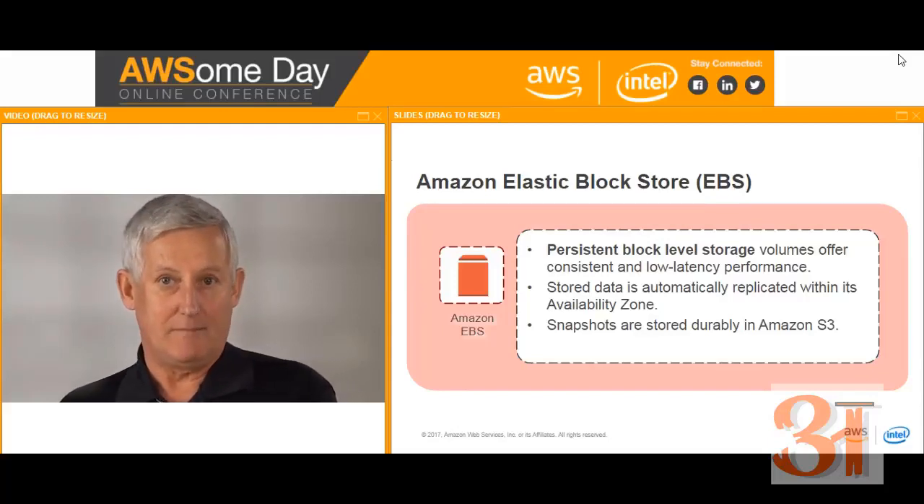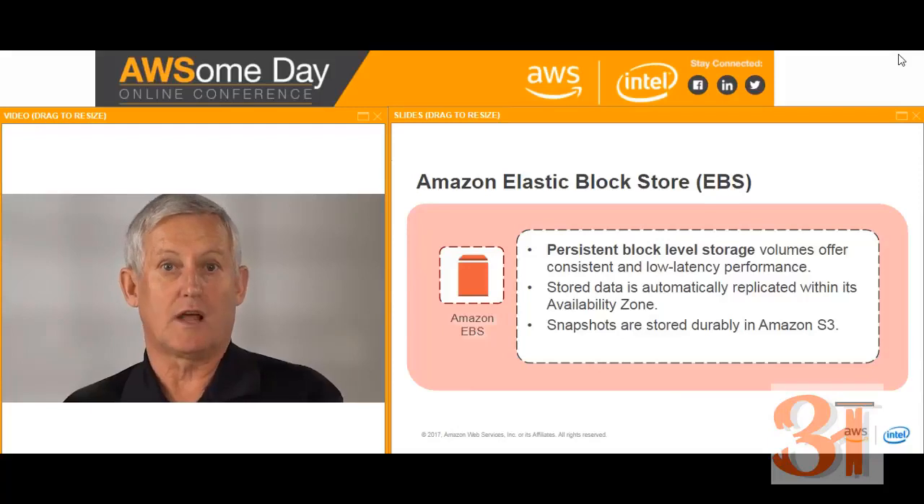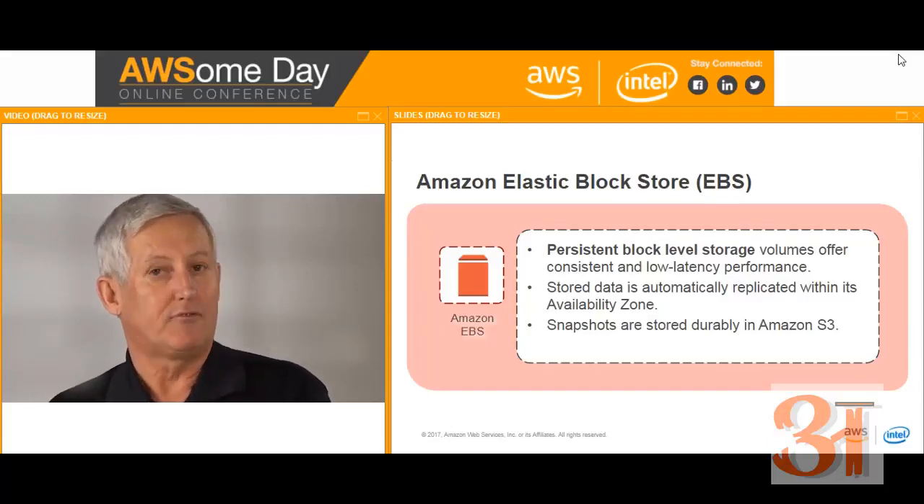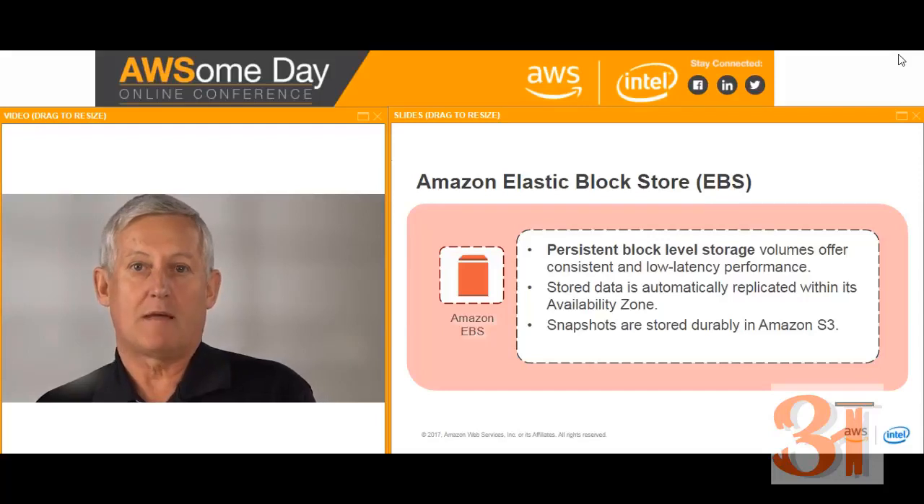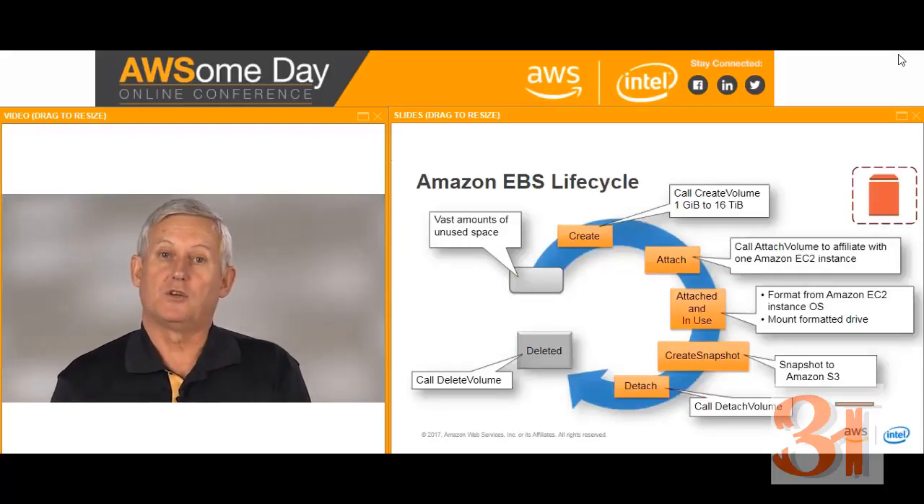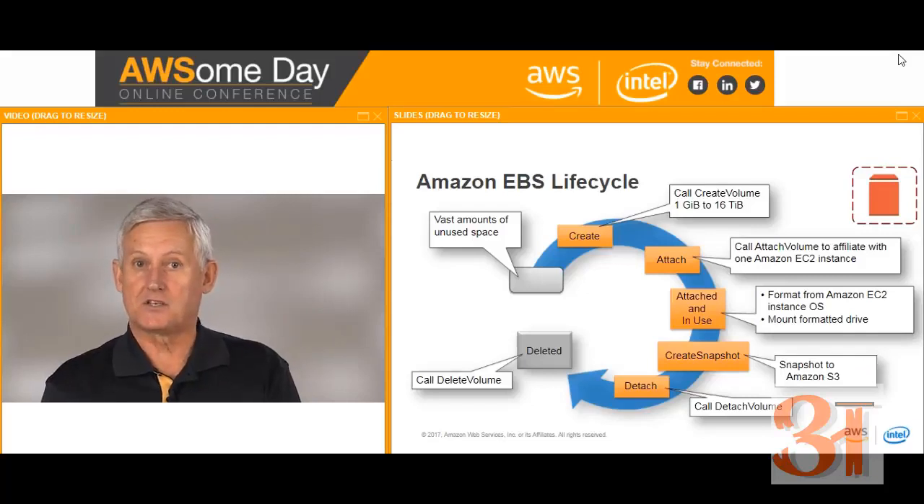Snapshots taken of EBS volumes are durably stored and replicated in Amazon S3 in the same region as used for the EBS volume. For even greater durability, if required, these snapshots can be replicated to another region of your choice. EBS volumes can be attached to any instance in the same availability zone as the volume.